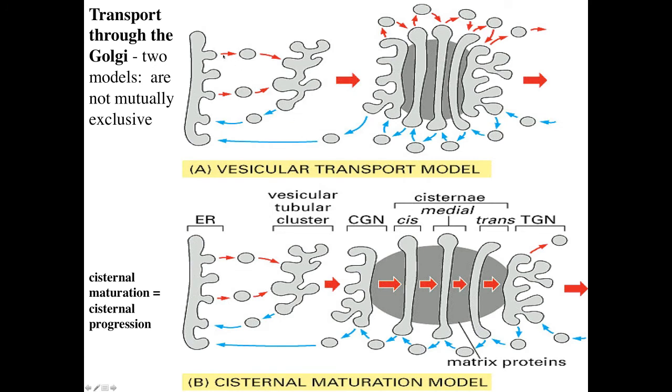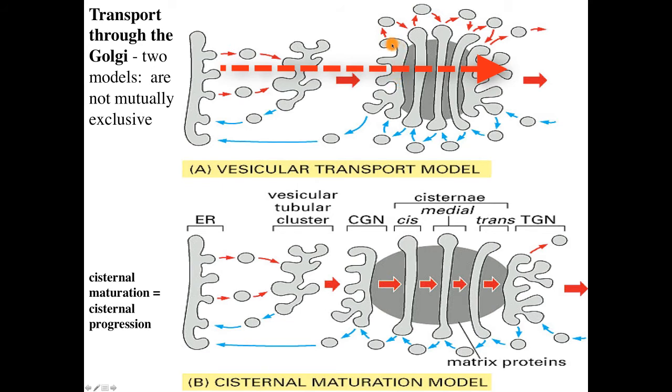And so we now appreciate that transport through the Golgi can be described by two different models. These models are not mutually exclusive, and indeed movement through the Golgi, movement from the ER to the Golgi and through the Golgi, may be a little of both models occurring. So in the top we're looking at vesicular tubular transport, so vesicles budding off the ER, coalescing into something like the cis-Golgi network, and this vesicular tubular cluster then moving forward in an anterograde movement to the Golgi.